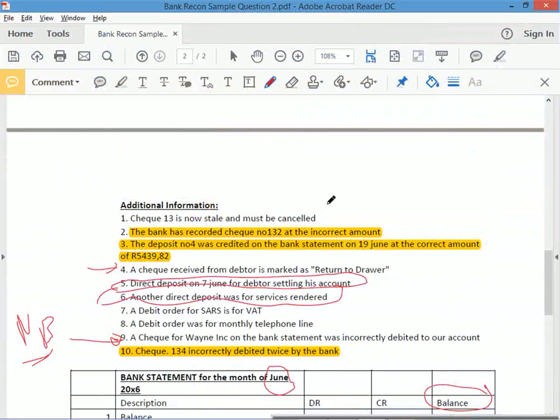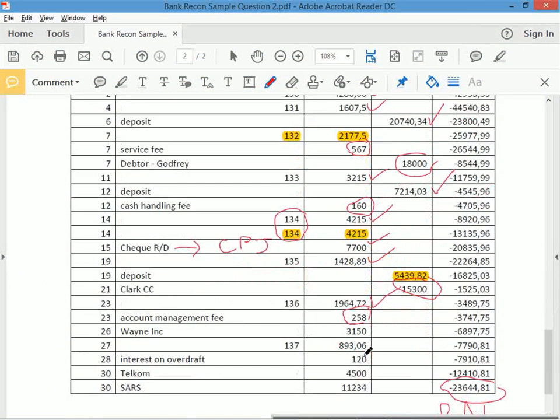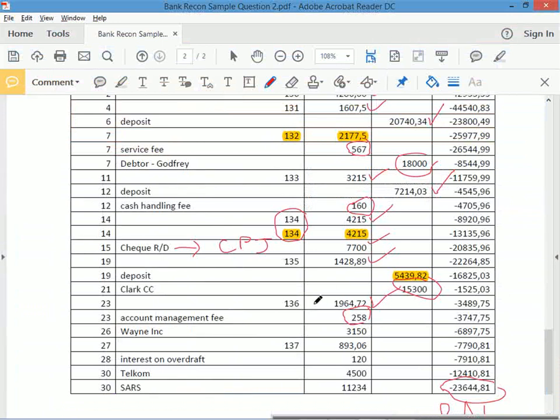The bank is going to apologize and hopefully give you back the money that they've taken, and they're going to process a reversal for an amount of 3,150. That was given in the question. Make sense? Great.